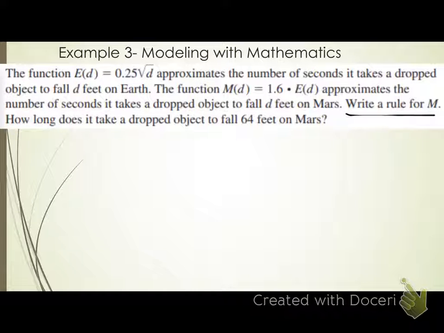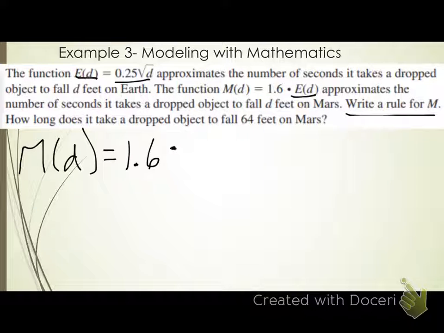Not just 0.25, but 0.25 square root of d. Why can I do that? Because m of d equals 1.6 times e of d, and e of d equals 0.25 square root of d. Very good. I have this e of d in my m of d function, and I know what e of d equals. I know e of d equals 0.25 times the square root of d. So those things are equivalent. They're interchangeable. So I can take my e of d out in my m of d function and replace it with what it equals. So take that e of d out, replace it with 0.25 square root of d.